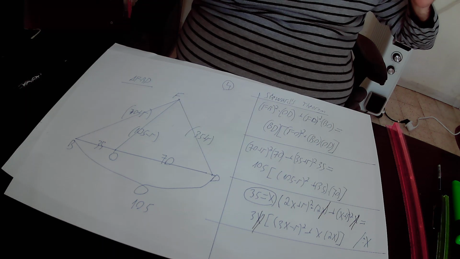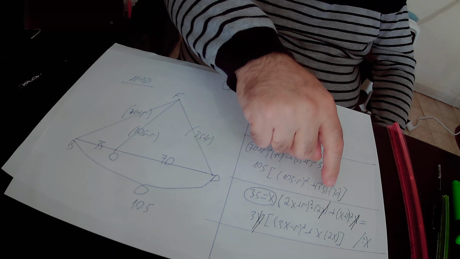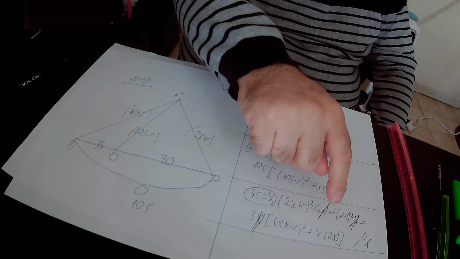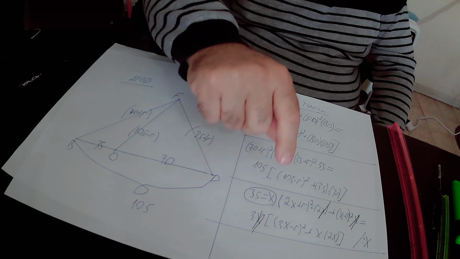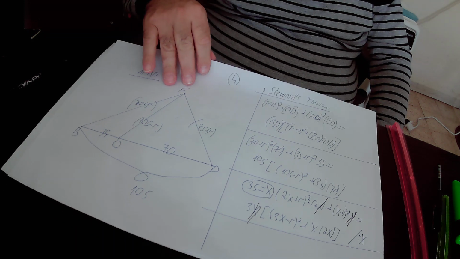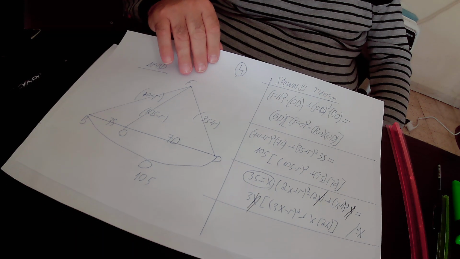Here we divided this equation by x, so x will get cancelled here, x will get cancelled here, and also x will get cancelled here. So what is left from this equation after we cancelled x?